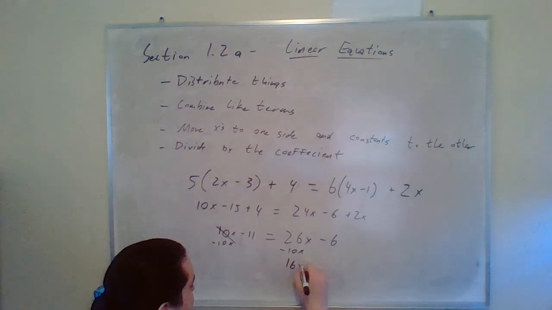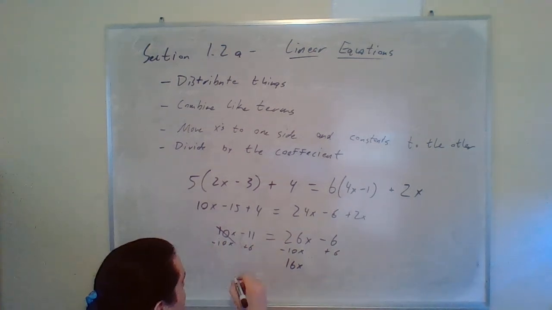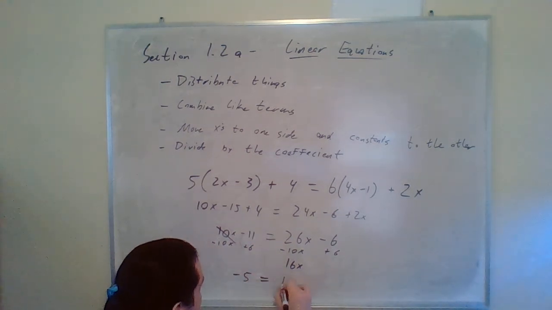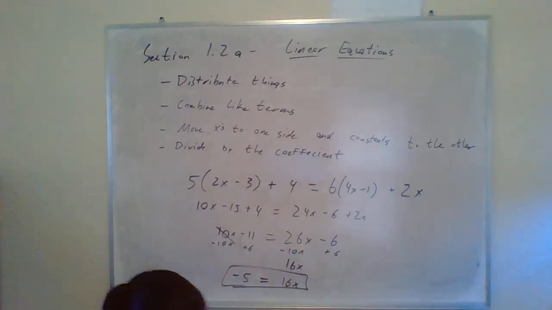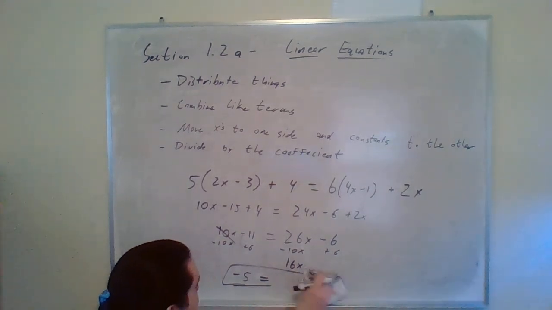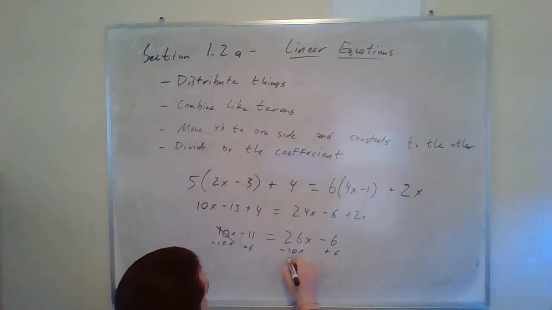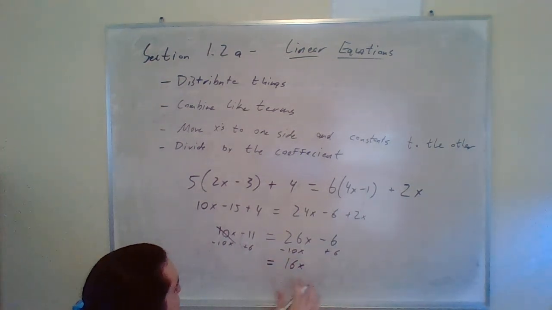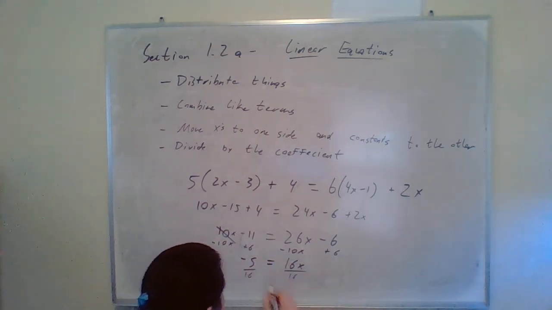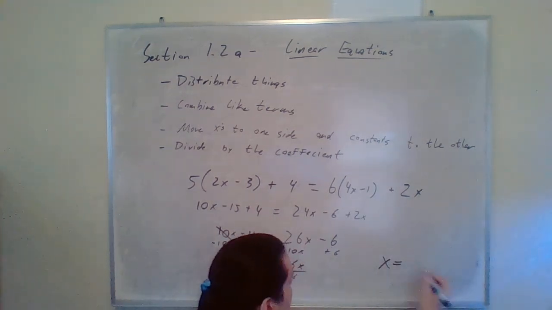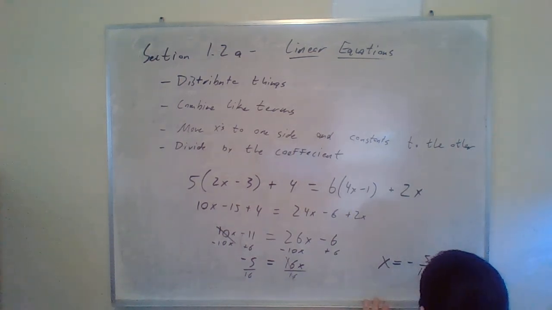Cancels these guys. Now I get 16x. That means I need to move these 6's to the other side, so I'll add 6. And I'll get negative 5 equals 16x. That's not the final solution. That doesn't get a box. I think I just instinctively put a box on it because it was at the bottom of the board. 16x equals negative 5. Now I have to divide both sides by 16 to get the x by itself and isolate it and solve. And I will get x equals negative 5/16.